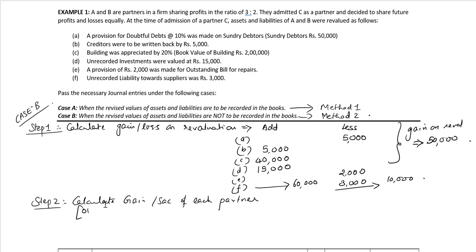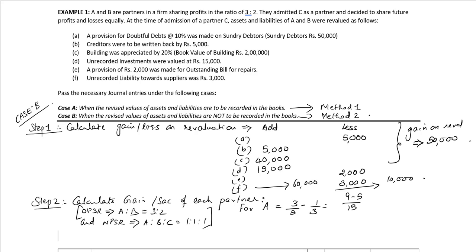We have old profit sharing ratio between A and B equal to 3:2 and new profit sharing ratio between A, B and C as equal, so it's 1:1:1. So let's do old share minus new share. For A, it's old share 3/5 minus new share 1/3. We get a positive 4 divided by 15 and A sacrifices.